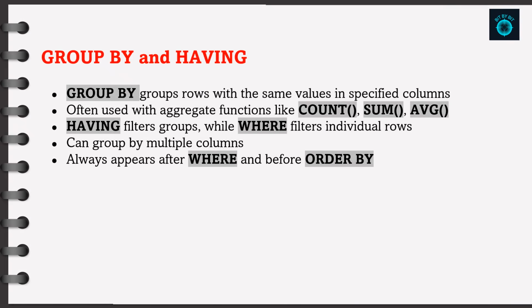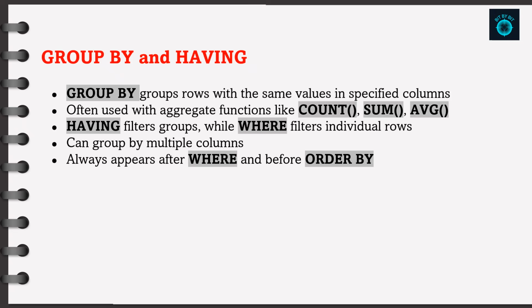Group by and having. The group by clause in SQL groups rows that share the same values in one or more columns. Once grouped, you can apply aggregate functions like count, sum, or AVG to get summarized results for each group. Where filters individual rows before grouping, the having clause filters the groups after the aggregation is done. This is the key difference between the two.